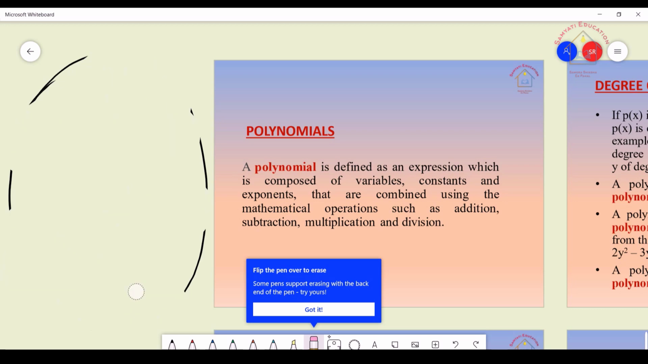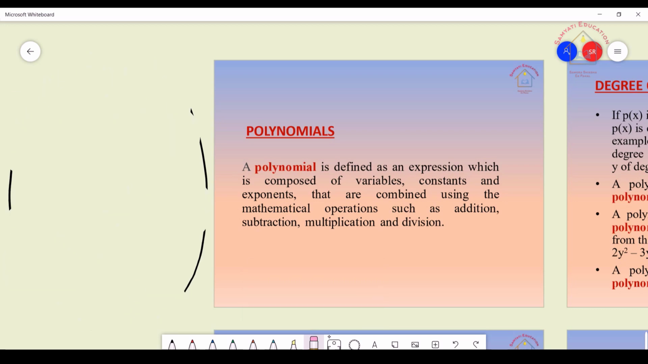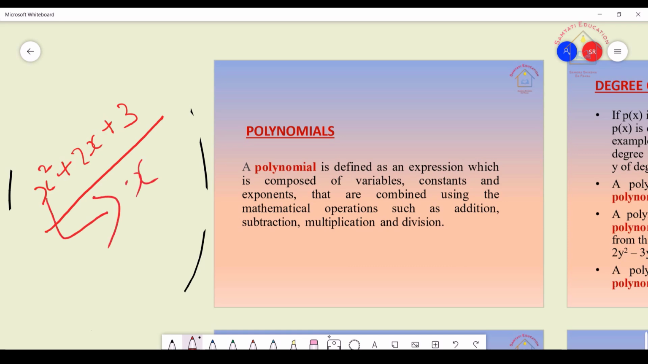After forming the polynomial, what do we get? Any expression of the form x square plus 2x plus 3 is a polynomial, and the variable here is x. So we represent this polynomial as p(x).